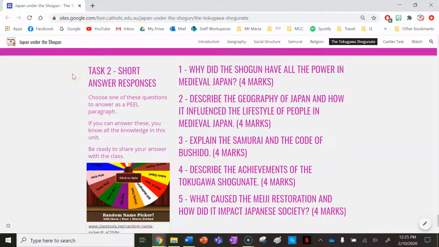Task 2 is short answer responses. These are really important before exam and assessment preparation, and they're good ways to go over how well you know the content from Japan under the Shogun. So choose one of these questions to answer as a PEEL paragraph. If you can answer these questions, you know all the knowledge in this unit, and be ready to share your answer with the class as well.